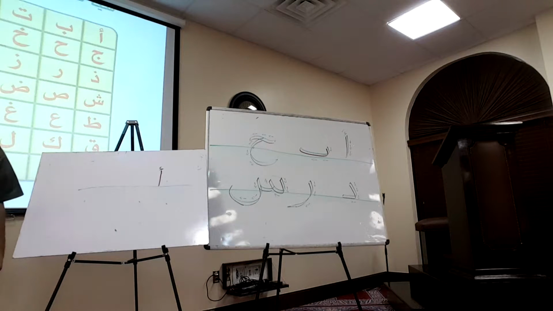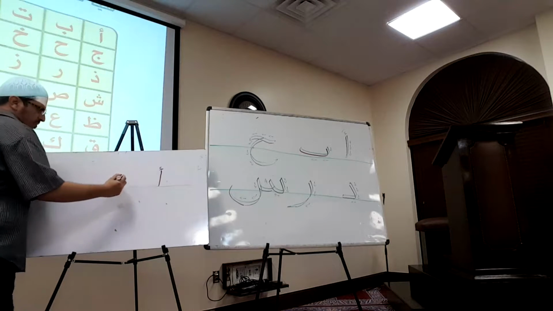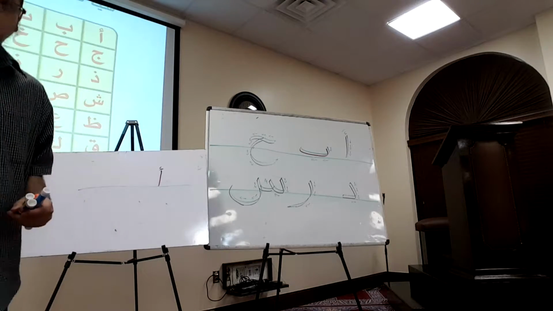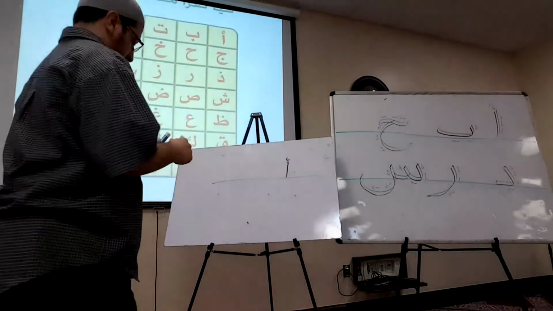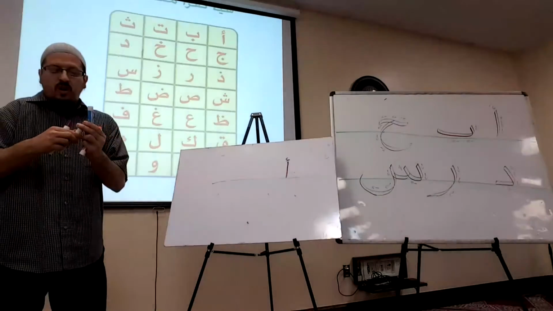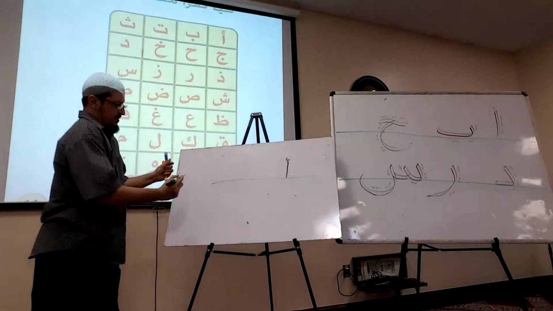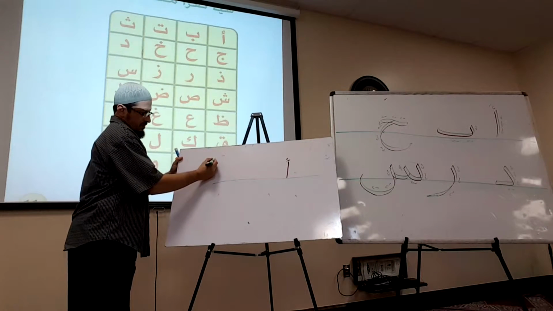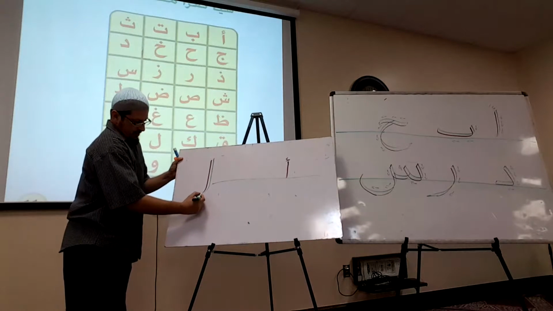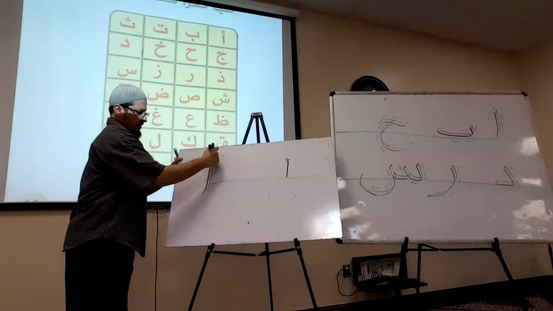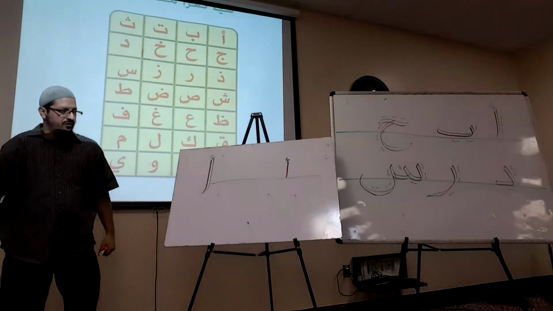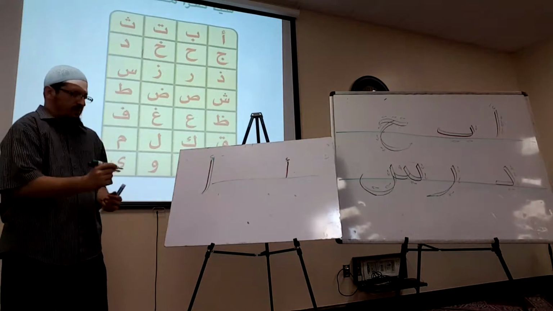So the alif from top to bottom. Okay? So that's alif, right? Alif is from top to bottom. So the way we did it here, right, I'll do it with two markers so that you can see it with the chisel tip, right? That's the way it's written in the book. Okay, alif, right? So alif from top to bottom.